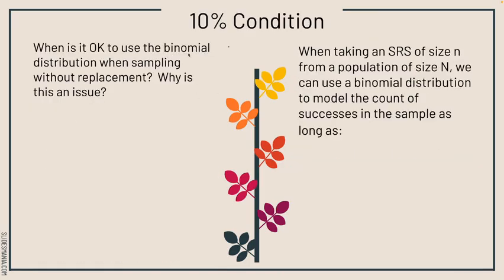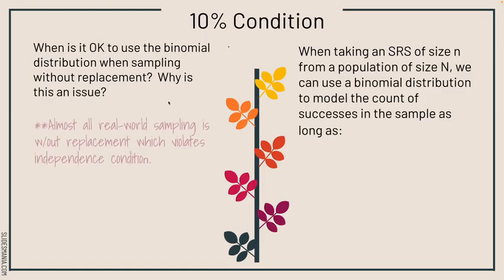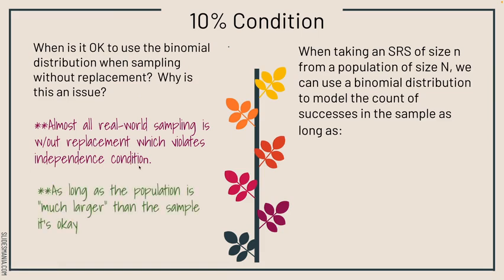All right. When is it okay to use a binomial distribution when sampling without replacement? Why is this an issue? This is called the 10% condition. Almost all real-world sampling is without replacement, which violates the independence condition. So we'll take some Skittles out and then we don't return them. So when does this become a non-issue? We don't want to violate the independence condition. The thing is, as long as the population is much larger than the sample, it's okay.